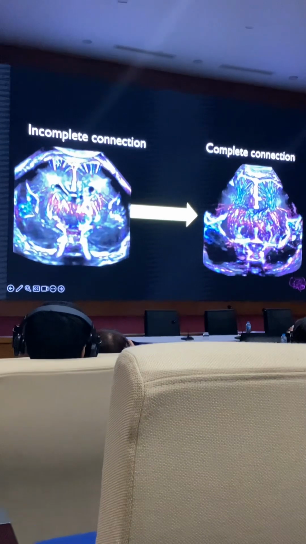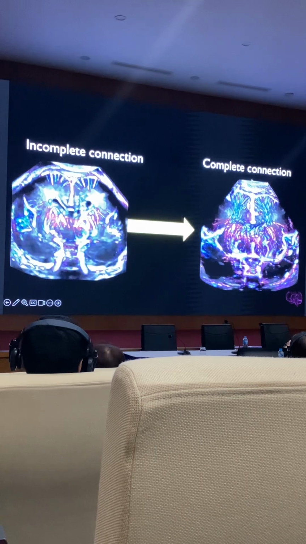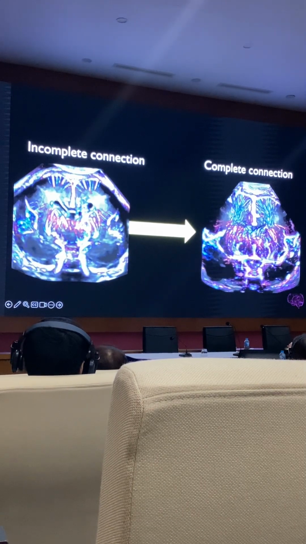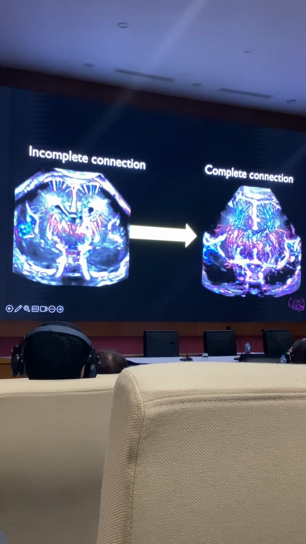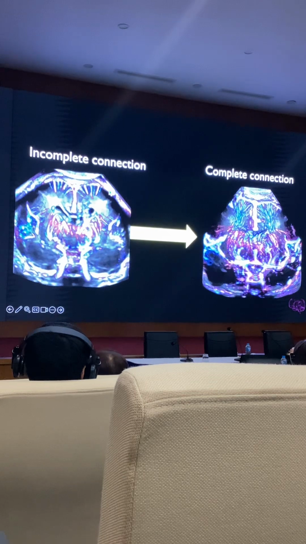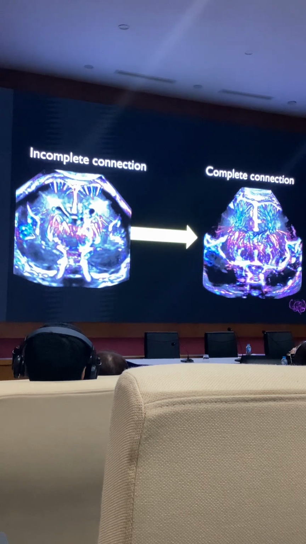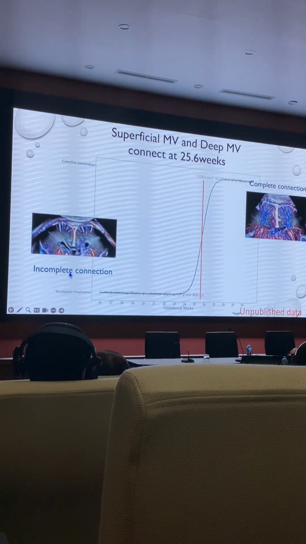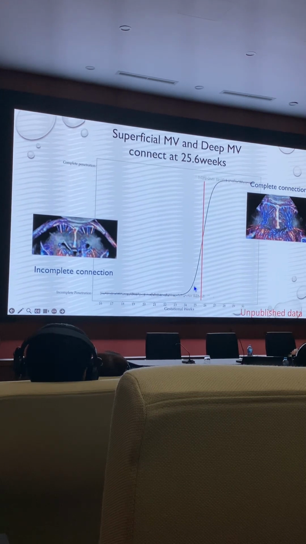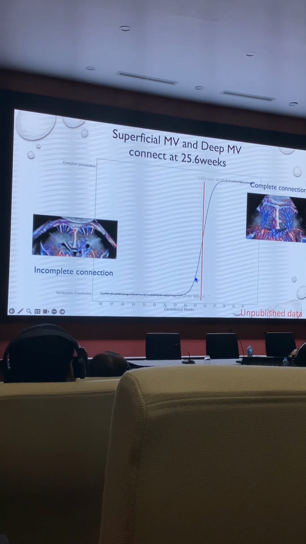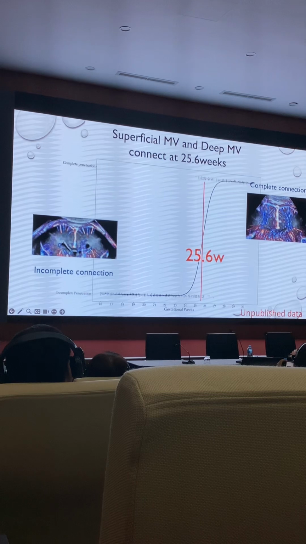Here you can see the incomplete connection between the deep one and the superficial one, right? And here you can see the complete connection, because the superficial and deep medullary veins are shaking hands because of the anastomotic veins. So we focus on the incomplete connection and complete connection. Now suddenly they connect completely, not gradually. This is the point of 25.6 weeks of gestation.